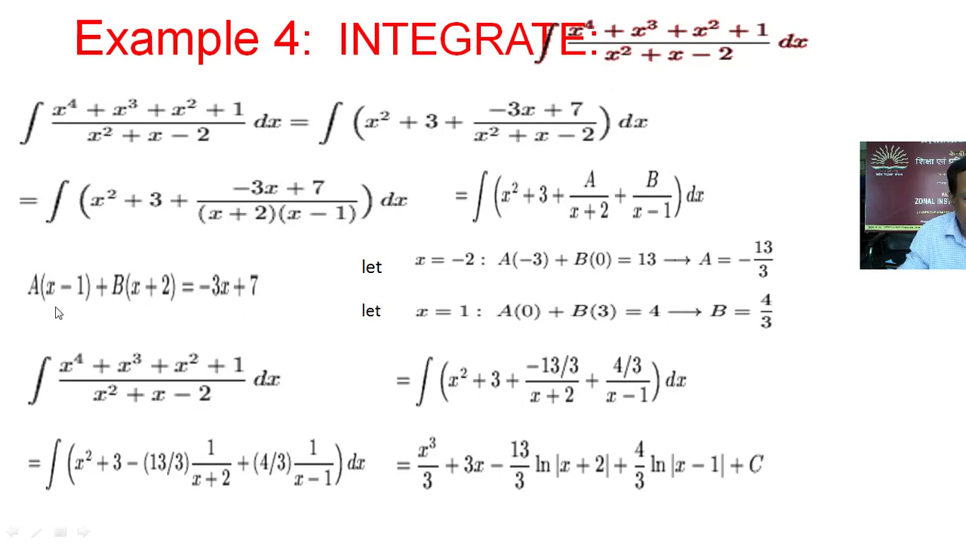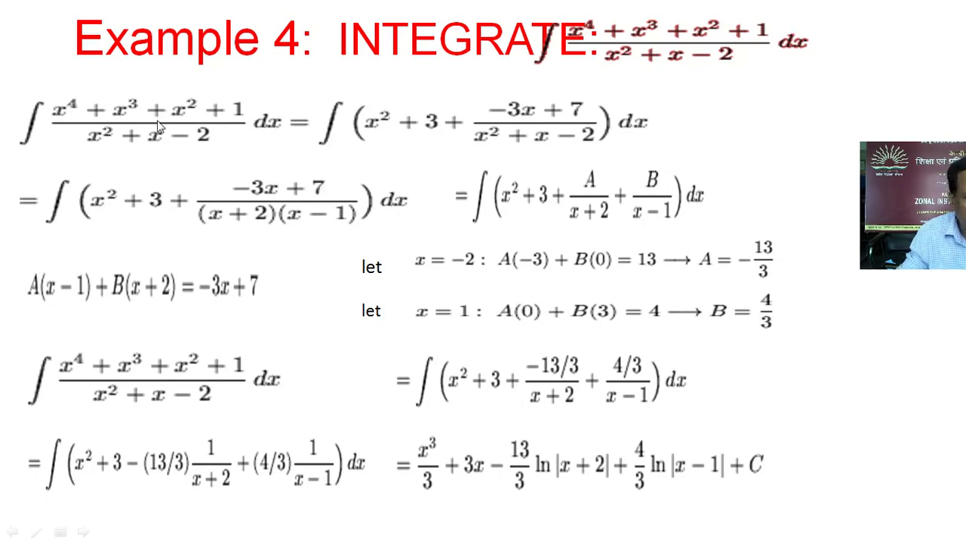Similarly, putting x is equal to 1, this quantity is vanished. So b into 1 plus 2, 3. So that means 3b. It is minus 3 into 1 is minus 3 plus 7, that becomes 4. So b is 4 by 3. Now we substitute the value of a and b in this expression.